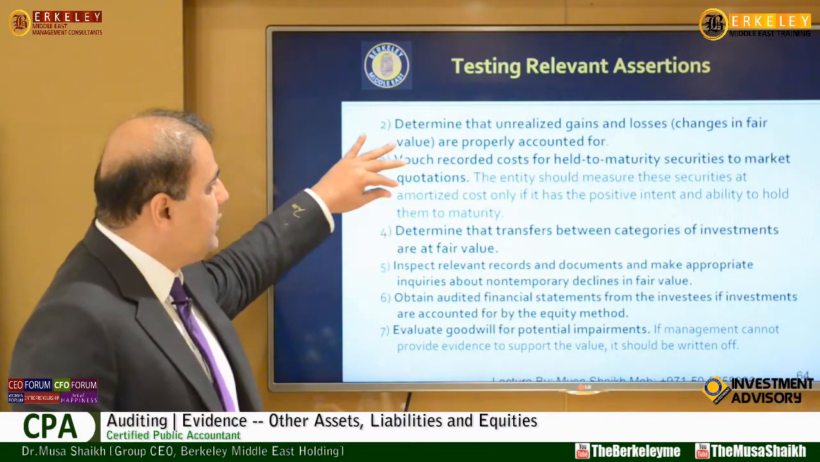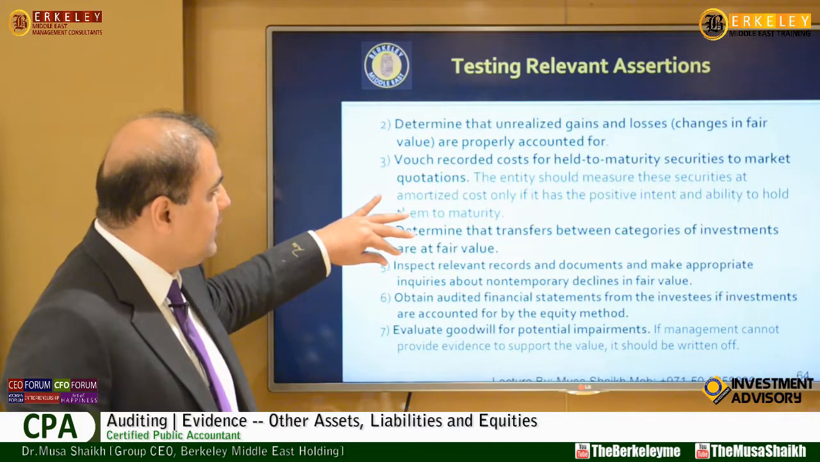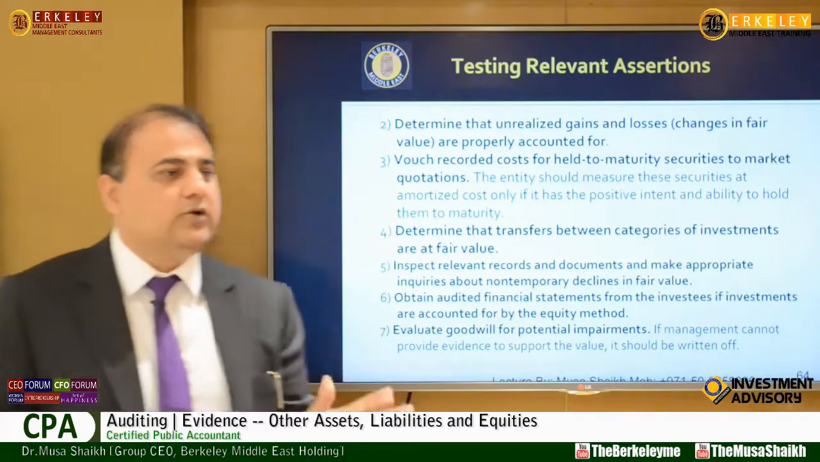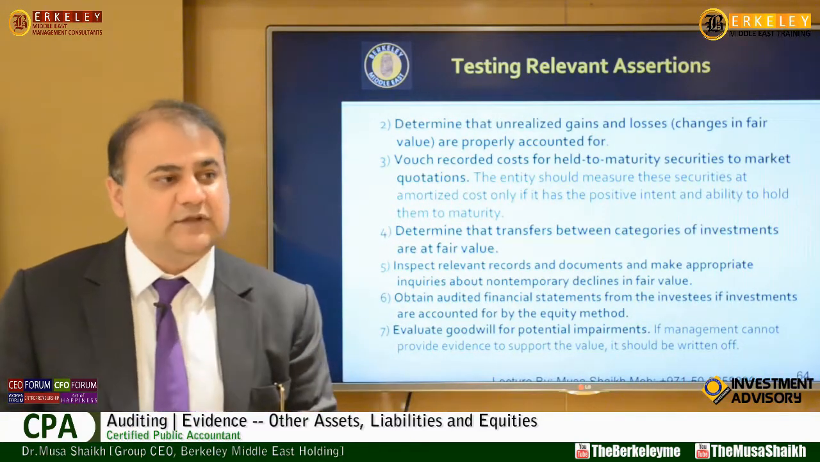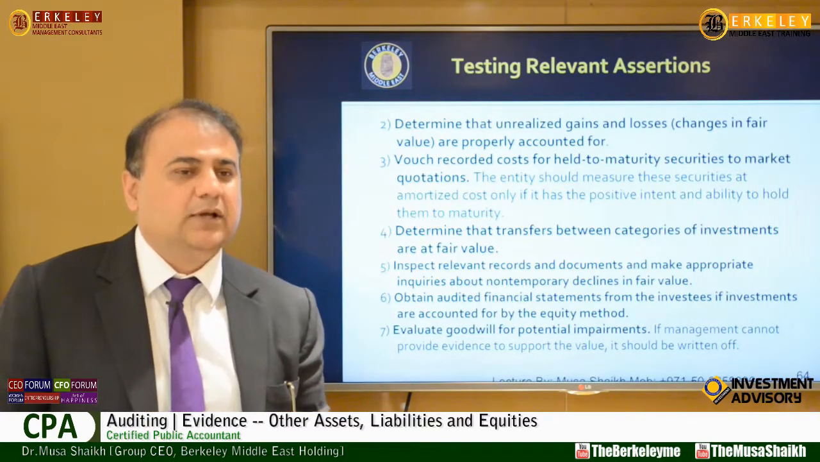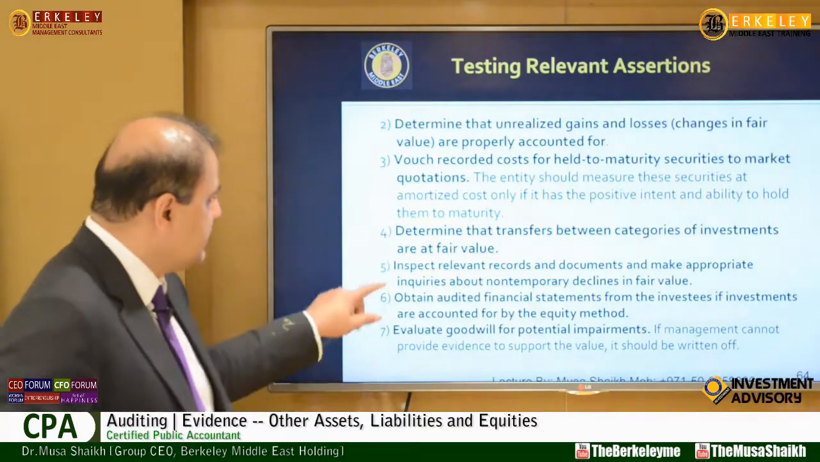Then vouch recorded cost for held to maturity. Determine transfer between categories is at fair value. Sometimes you have an asset held to maturity, then you break the maturity and put it available for sale. So when you transfer between two categories, it's allowed. What is the US GAAP requirement? This you have to check also.